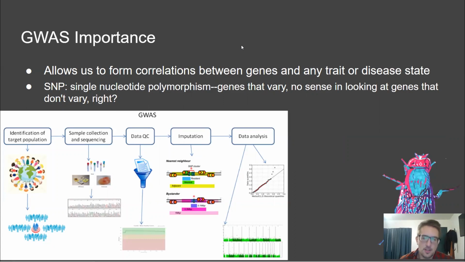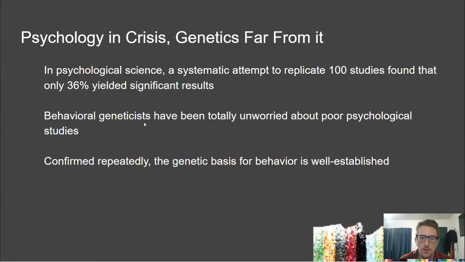So like I said, GWAS allowed us to take a trait or a disease state and form a correlation between particular genes in a population and the occurrence of that trait or disease. So that's the first step. You have to sample and collect the sequencing, and then you're going to do data analysis, and we'll talk about how the data analysis for GWAS looks in a minute. But I'll be talking about SNPs. SNPs are just single nucleotide polymorphisms, just genes that vary in a population. There's no reason to look for genes that don't vary. Those are not interesting for any kind of variability in a population, which is important for heritability.